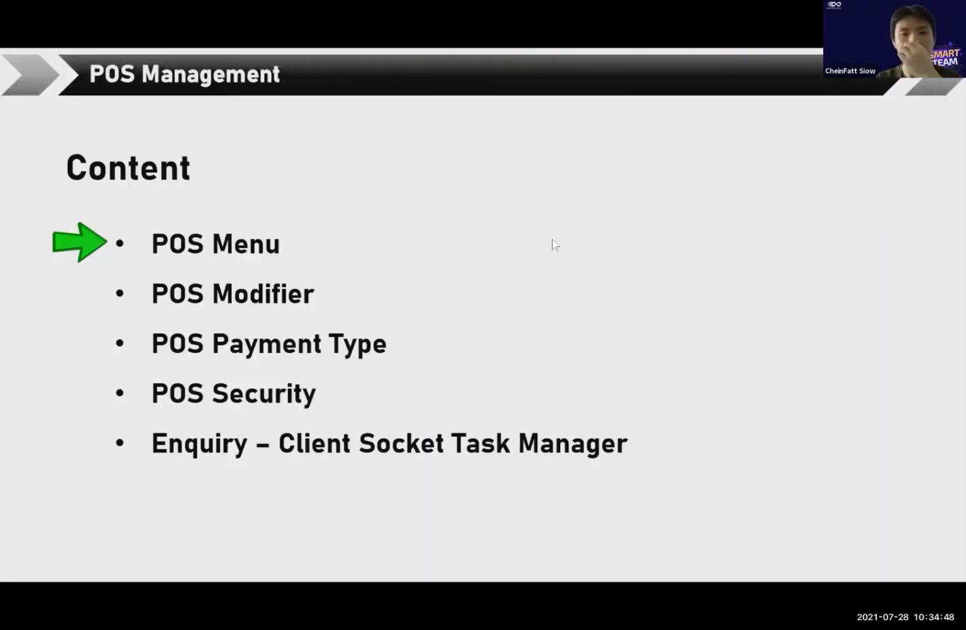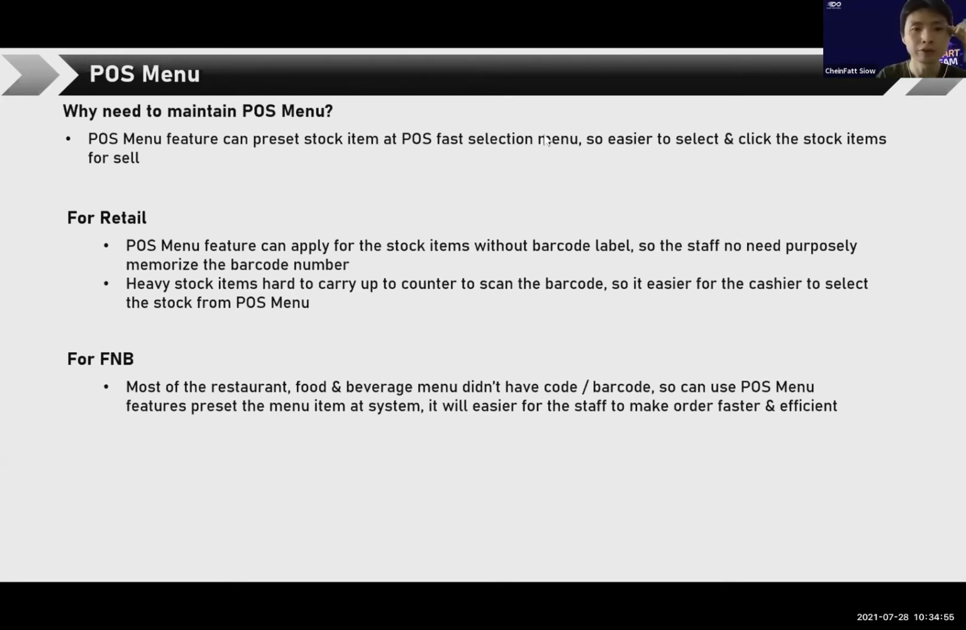Okay, so now for the first topic, we will start from the POS menu. For the POS menu, actually, this feature can preset the stock items at the POS menu, so it is easier to select and click the stock item for sale. Usually for retail, the POS menu feature can apply to stock items without a barcode label, so the staff do not need to memorize the barcode number or stock code. Sometimes the item is very heavy and hard to carry up to the counter for scanning the barcode, so with the POS menu function it is easier for them to click on it.